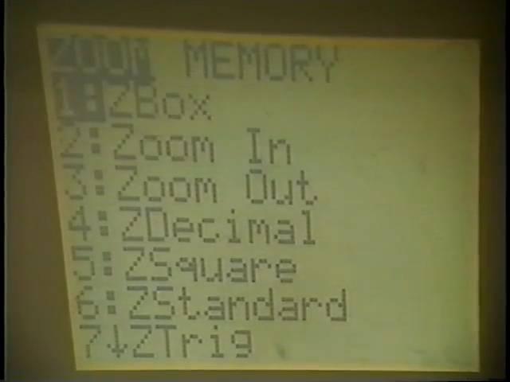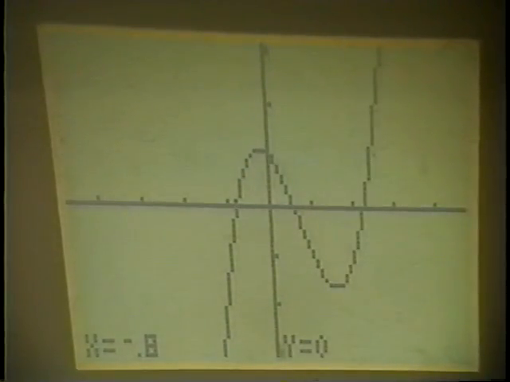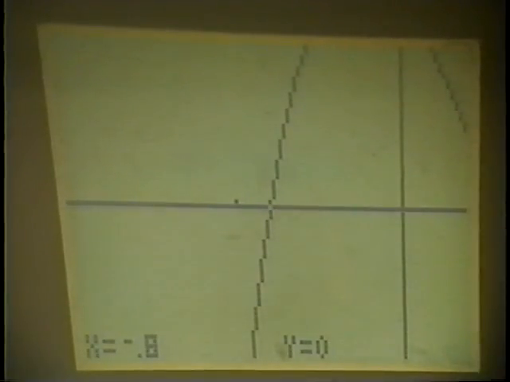Now, zoom in is option 2. So I hit 2 and then enter. And it redraws this. It draws the picture around the root that I'm particularly interested in. If I hit trace, the trace key still seems to be fairly close, and we'll move to the left. Try to get the trace as close as you can to the root.